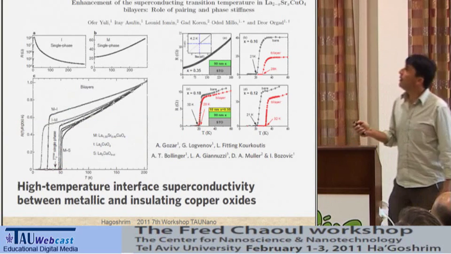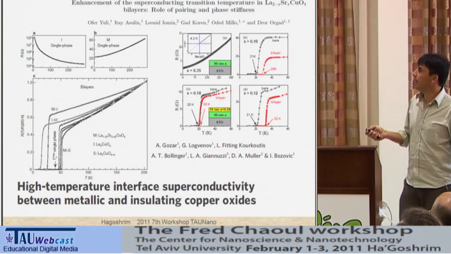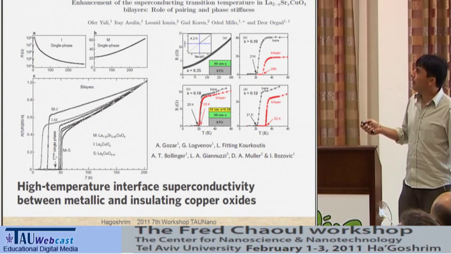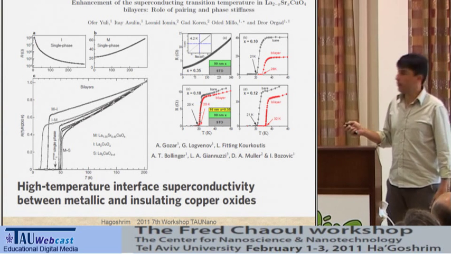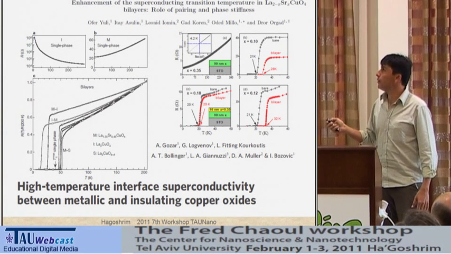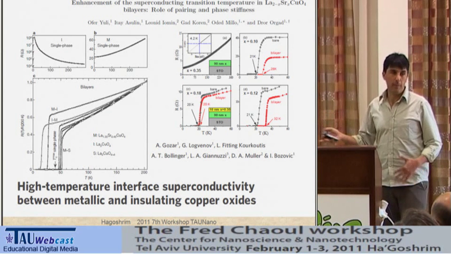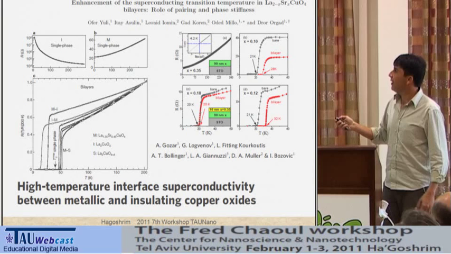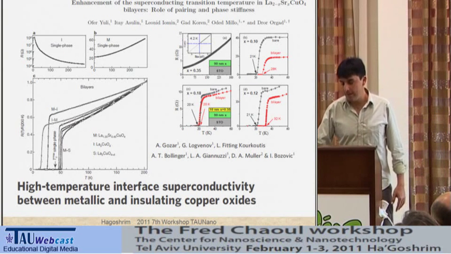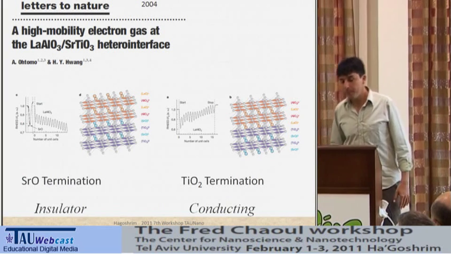Another example was done in Jerusalem and also in Brookhaven. This is taking one material which does not have superconductivity because it's underdoped, it does not have enough carriers, and another material which is not superconducting because it has too many carriers, and then at the interface you have superconductivity with a nice critical temperature.